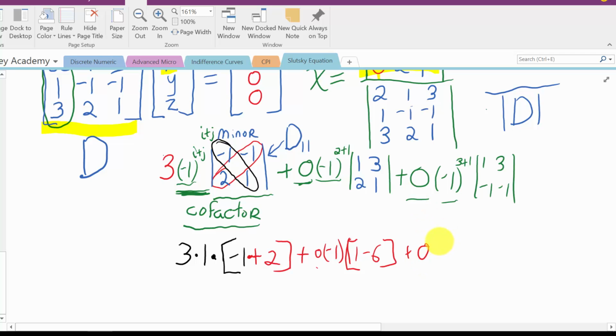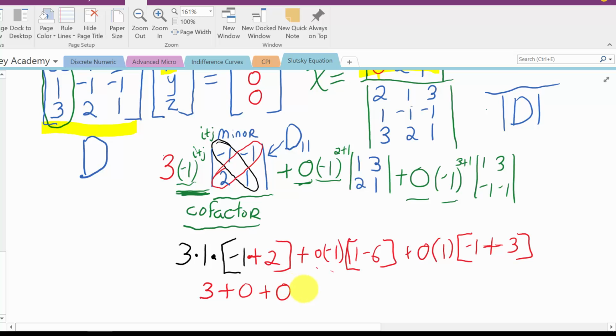So plus 0 times minus 1 to the 4th power, well that's just going to be 1, times, in brackets, 1 times minus 1, well that's minus 1, minus 1 times 3. So it's minus a minus 3, which is going to be a plus 3. Alright, so trying to wrap all this up, we have 3 times, this is just 1, so 3 plus, well, that's all going to be 0, plus that's all going to be 0.